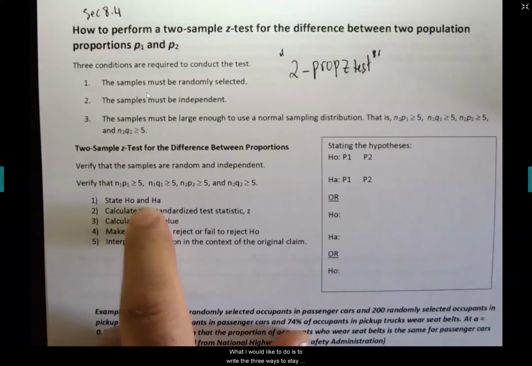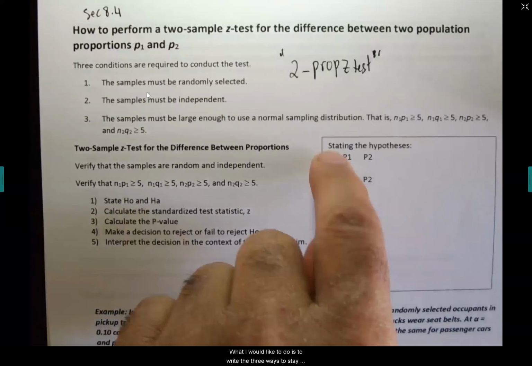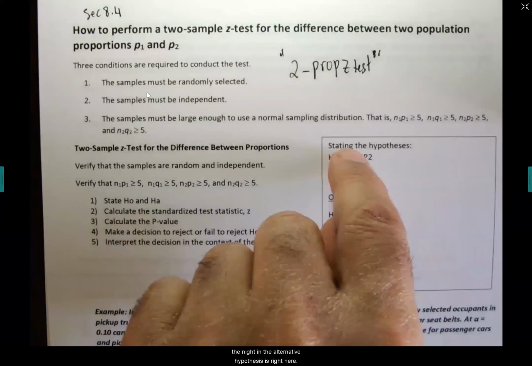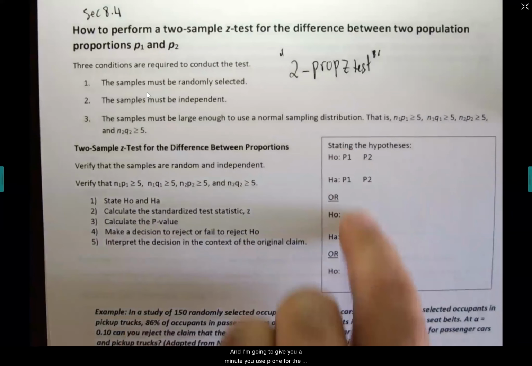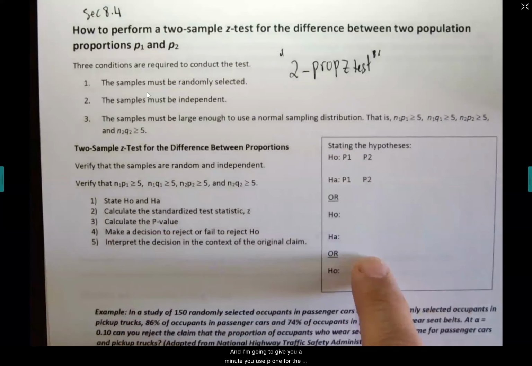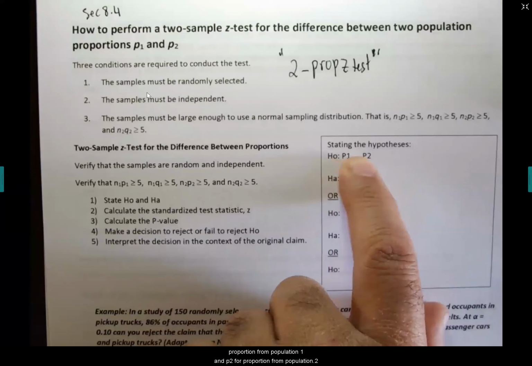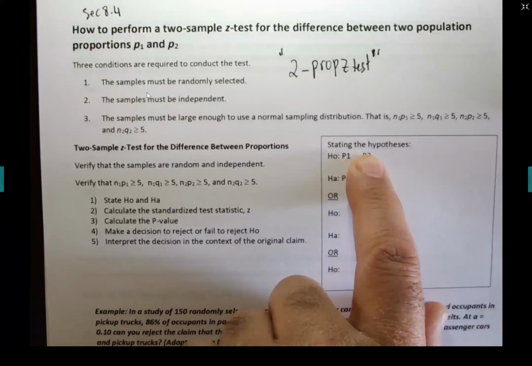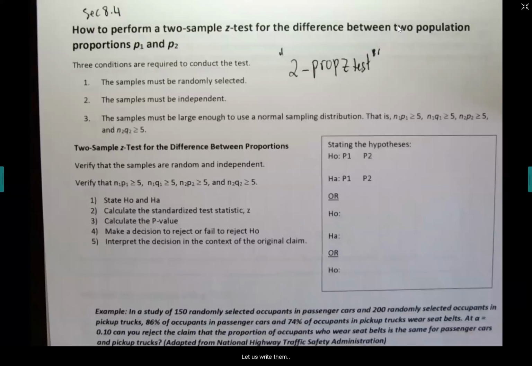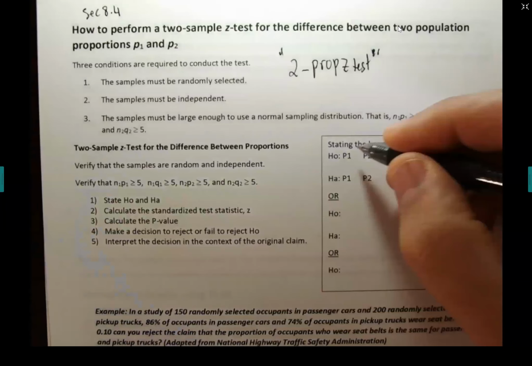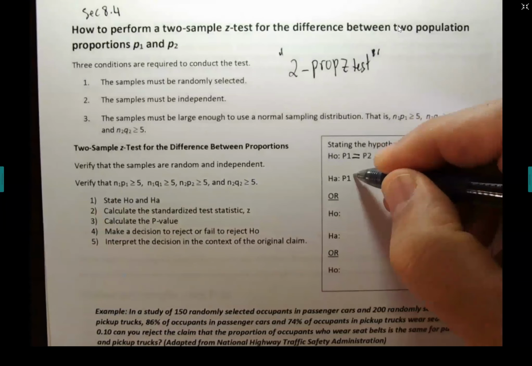What I would like you to do is to write the 3 ways to state the null and the alternative hypothesis right here. And I'm going to give you a minute. Use P1 for the proportion from population 1 and P2 for the proportion from population 2. So let's do that. Let's write them down. You can start. I'm going to start with equal, not equal. That's 1.